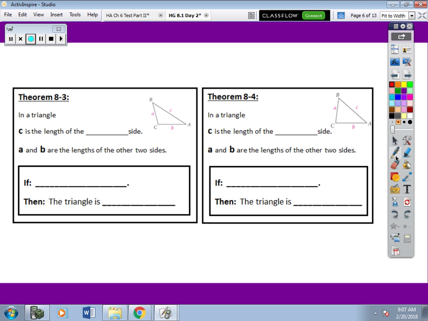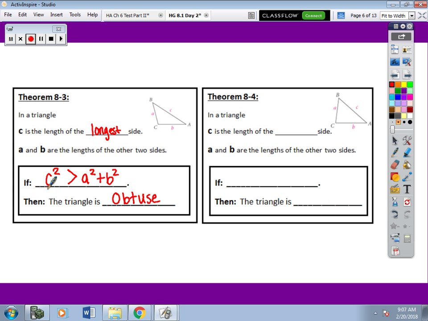And then we have two additional theorems today. These are going to be helping us to classify if the triangle is acute or obtuse. So again, in a triangle, c will be the length of the longest side. a and b are the lengths of the other two sides. And we have, if c squared is greater than a squared plus b squared, then the triangle is obtuse. Now, normally we do a squared plus b squared equals c squared. Notice I've switched it around so that c squared comes first.